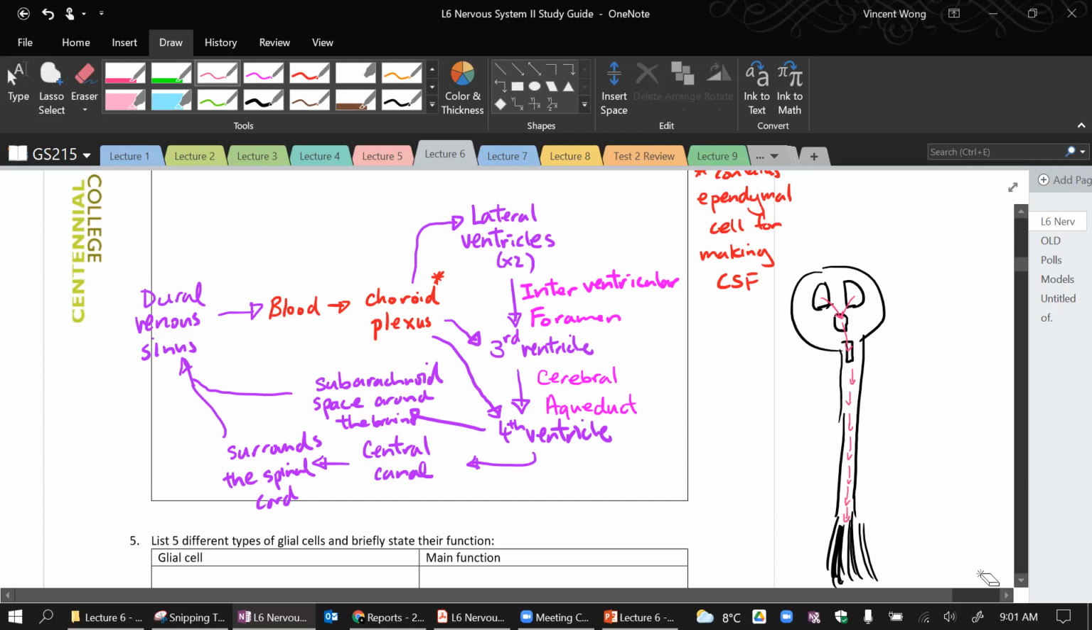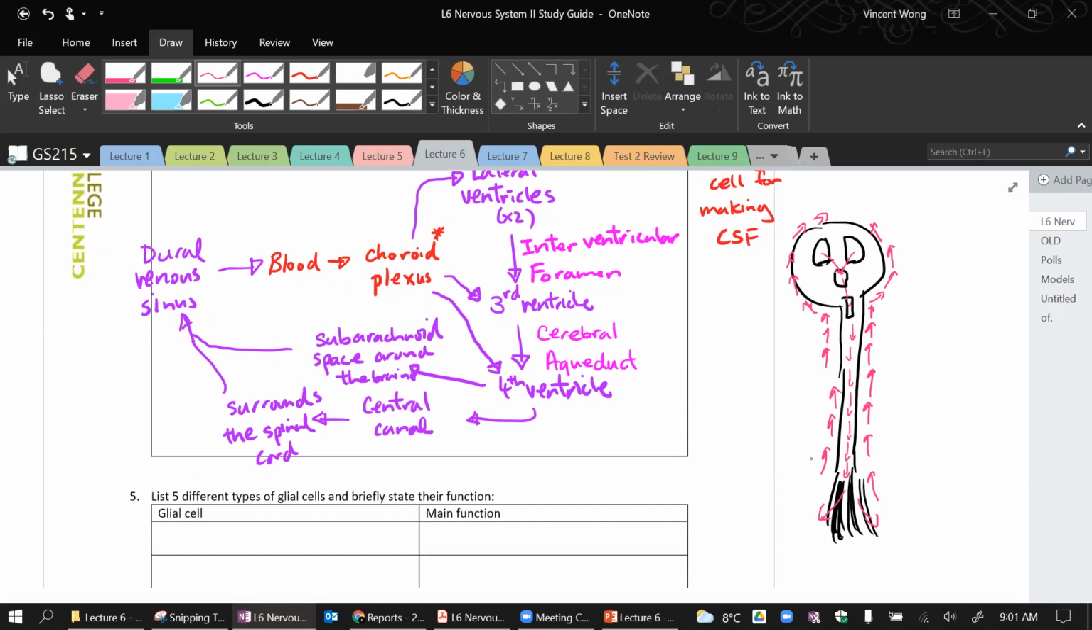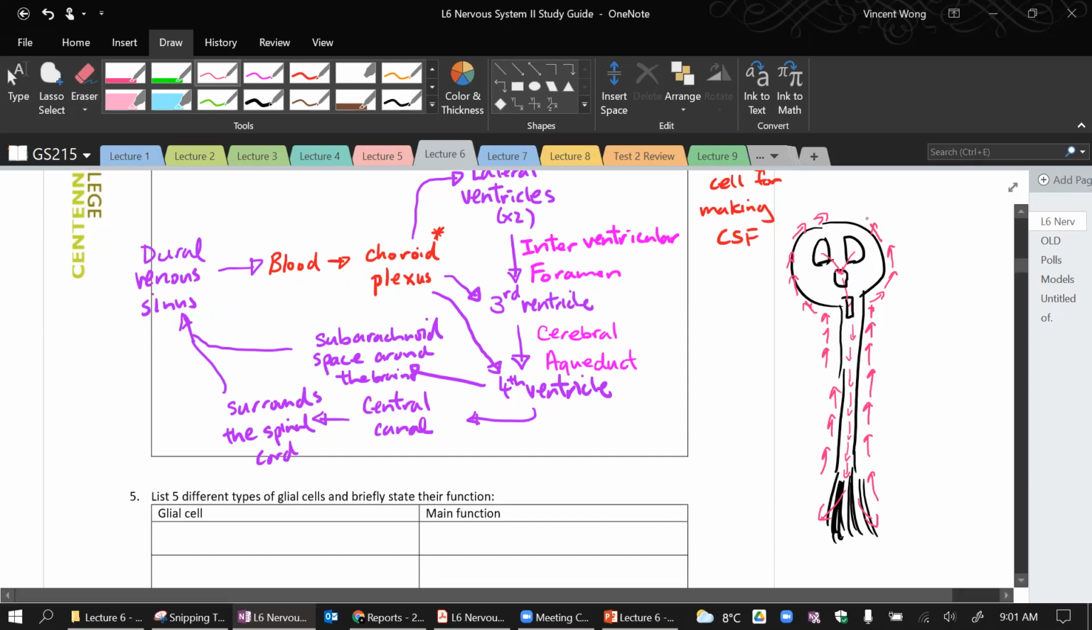Keep watching. Once it gets to the bottom, it will exit, come out here, and then it will go back up in the subarachnoid space around the spinal cord. And then some of it from the fourth will also come out, and it will surround the entire brain. So this way, your entire CNS, brain and spinal cord, will be surrounded completely by the cerebrospinal fluid. So it will be floating at all times. And finally, it will drain up here back to the blood through the dural venous sinus.